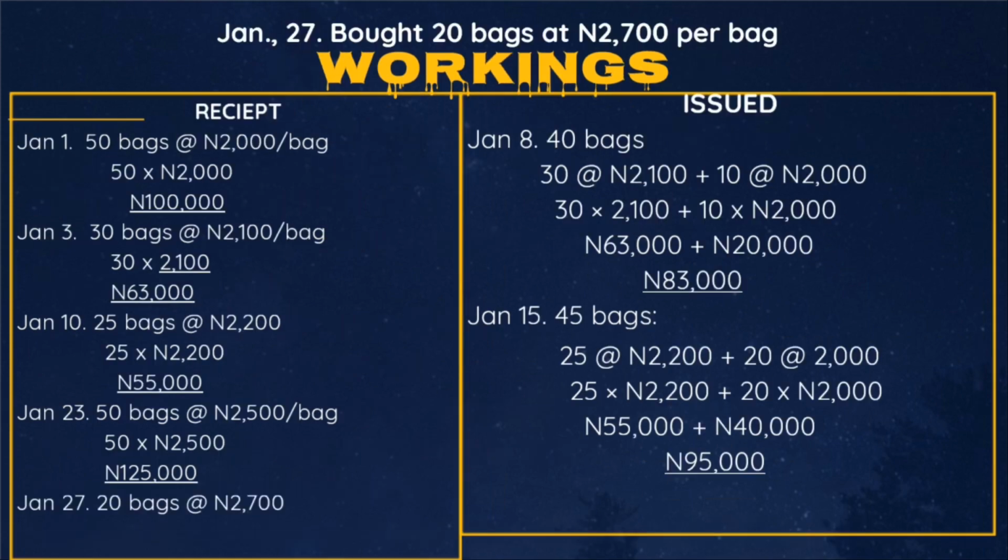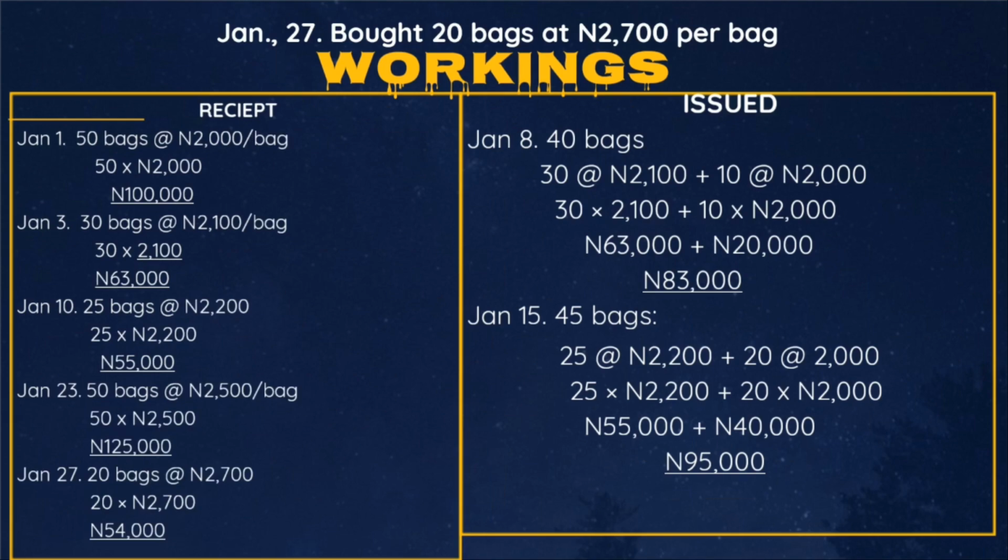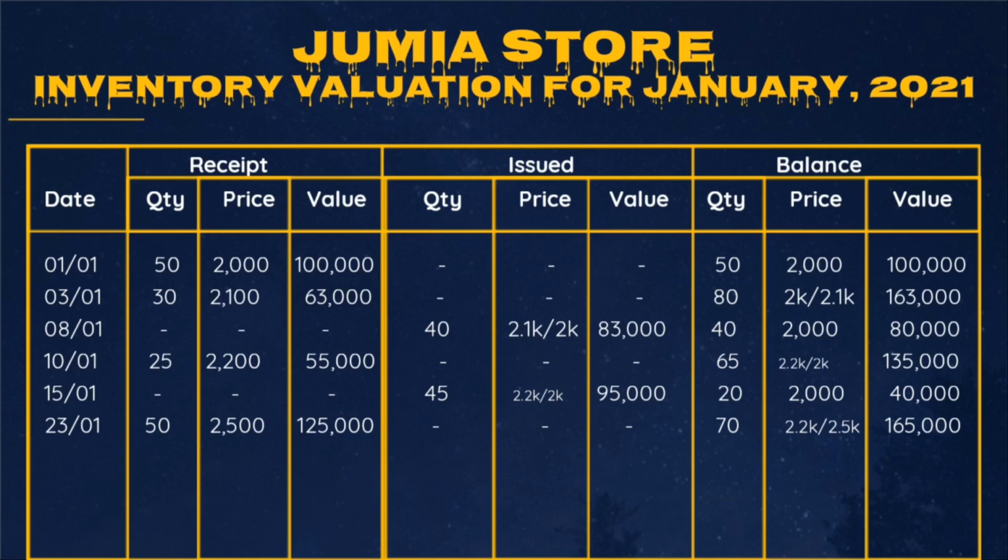Now the next working, January 27, 20 bags of cement at 2,700. That will be 20 times 2,700. If we multiply 20 times 2,700, that is going to give us 54,000 naira. Now let's go to our inventory account. So the date, January 27.